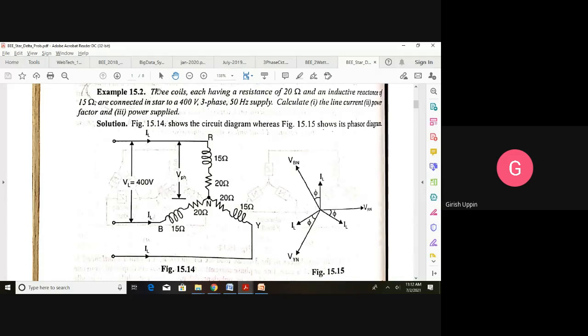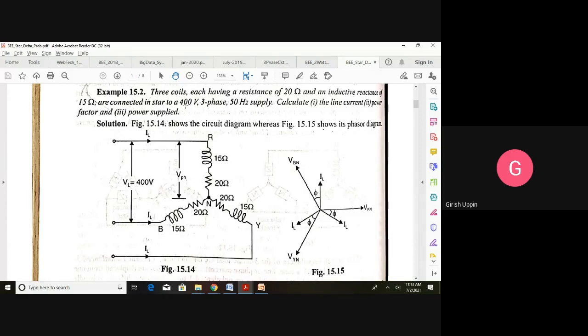Such three coils are there, and these three coils are connected in star. So you can see these three coils are connected in star. Each is having 15 ohm resistance, 20 ohm inductive reactance, that is XL, and connected to a 400 volt, 3 phase 50 hertz supply.